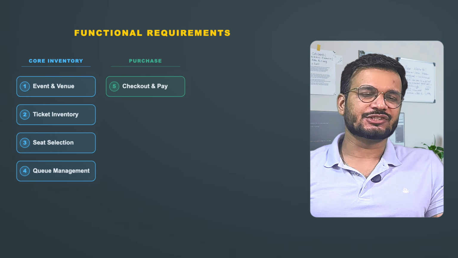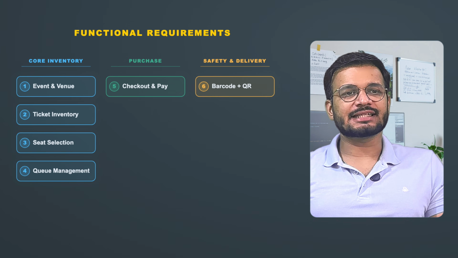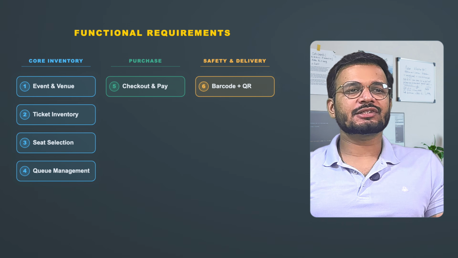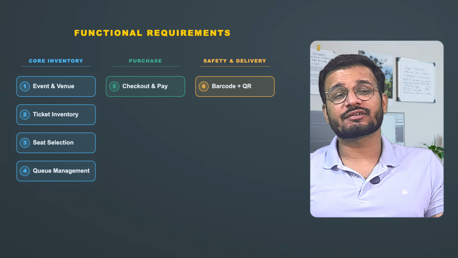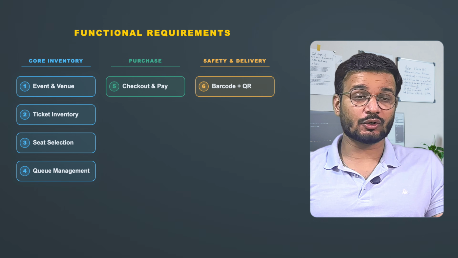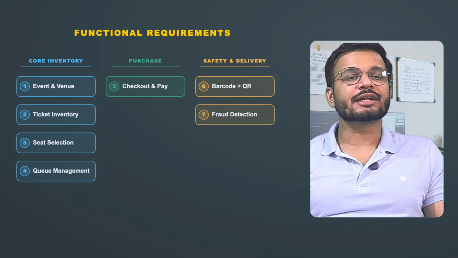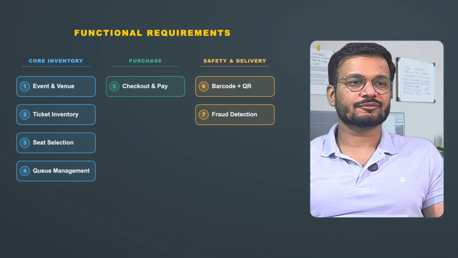The fifth is checkout and payment. The user completes the purchase with a card or a saved payment method. The ticket is confirmed when a barcode is generated. Then the sixth is barcode generation and ticket delivery. Each ticket has a unique scannable QR code or barcode. Tickets are delivered via email, app wallet, or print-at-home PDF.